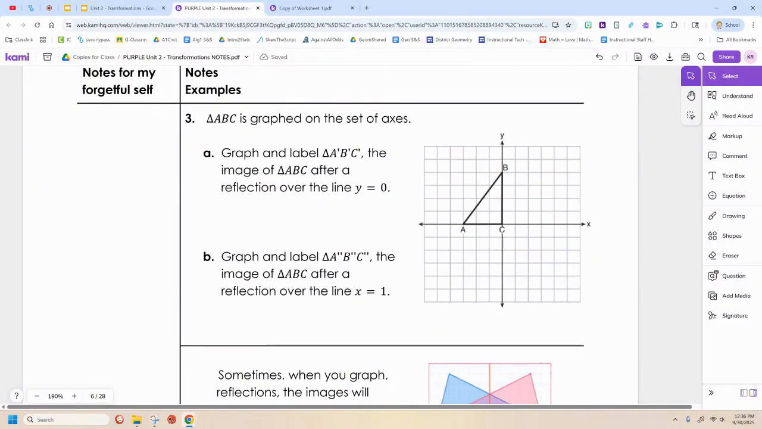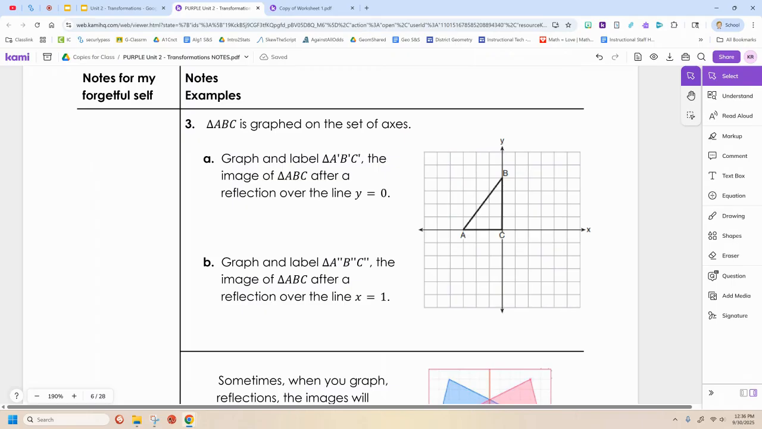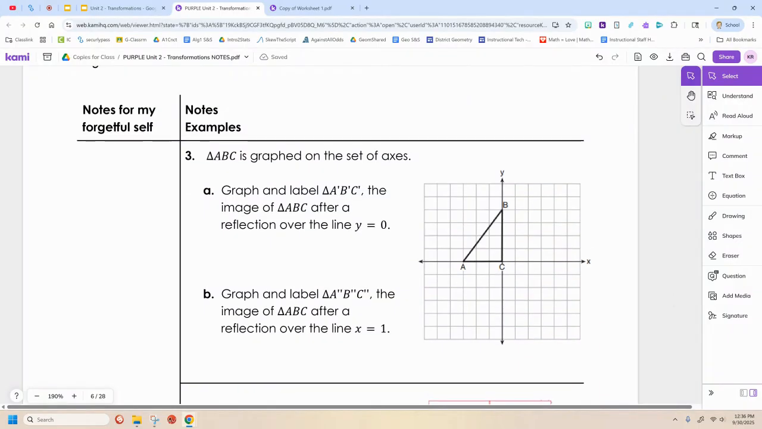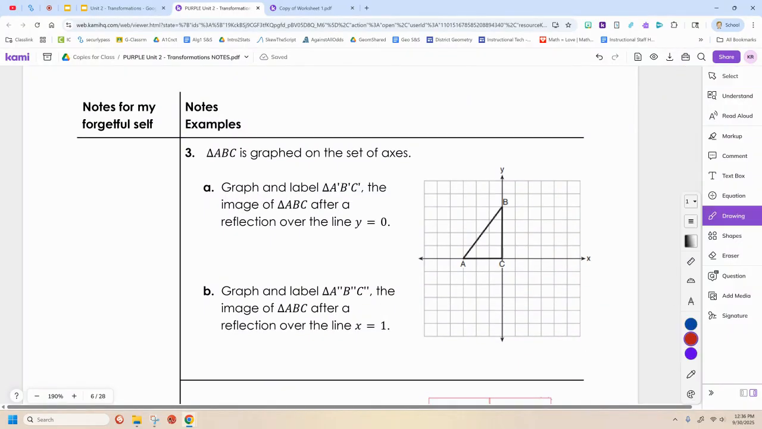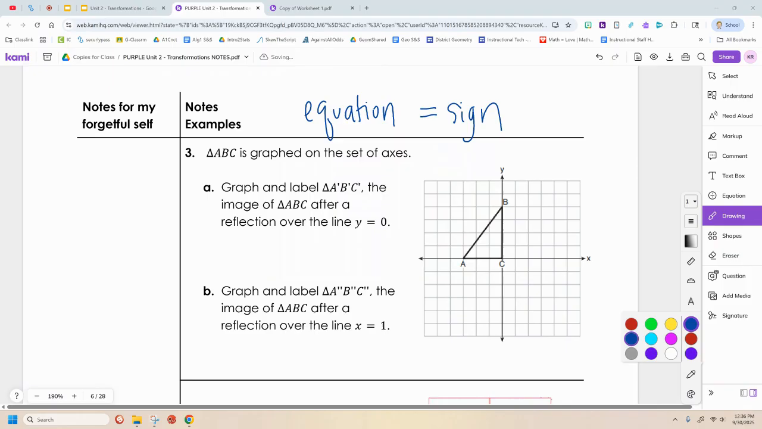Okay. So now, while we did axes before, and sometimes they might just say reflect over the axis, those are words. Now we're going to reflect over some equations, okay? So when you have an equation, there is an equal sign. And I need to boot my calculator. So let me quickly do that. And you're going to need to turn your calculators on.